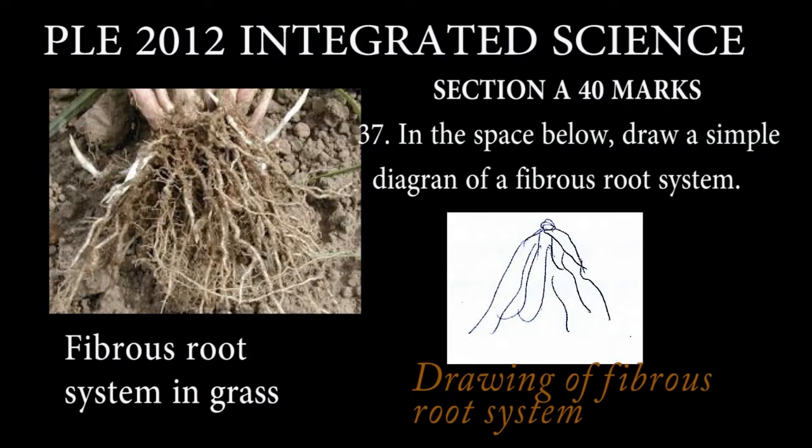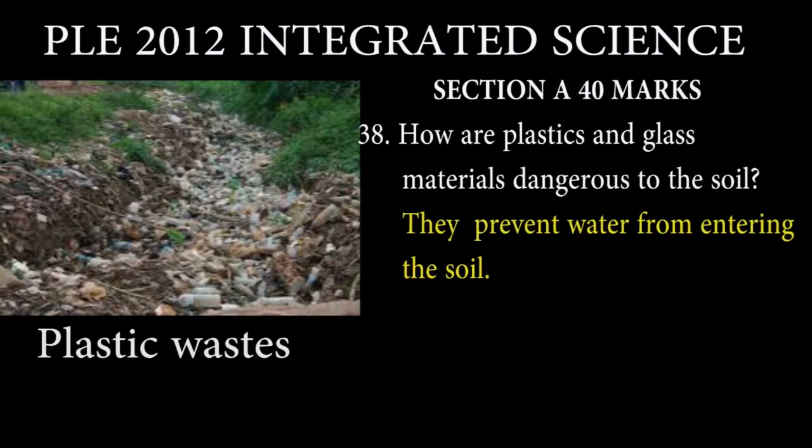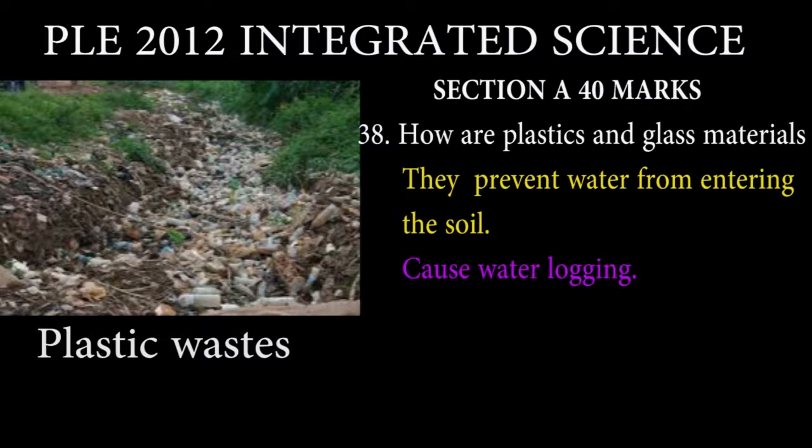In a fibrous root system, all roots have got the same size. Number 38. How are plastics and glass materials dangerous to the soil? They prevent water from entering the soil and can cause water logging.